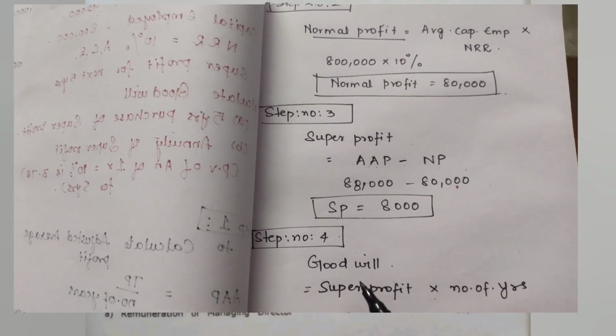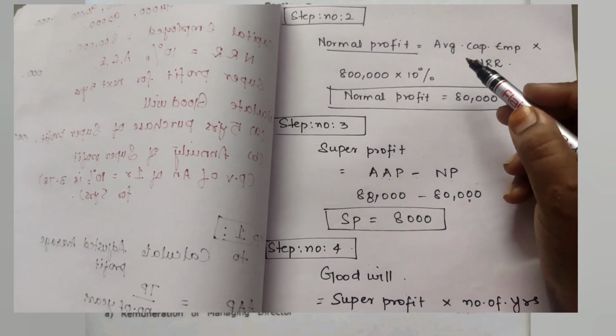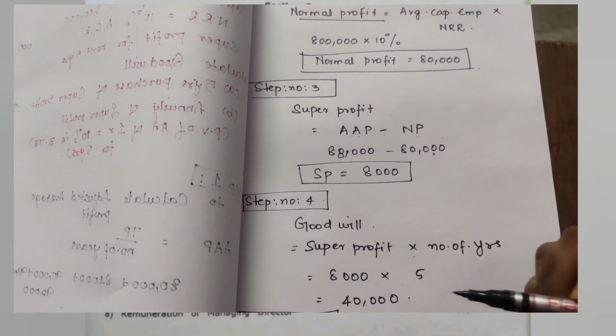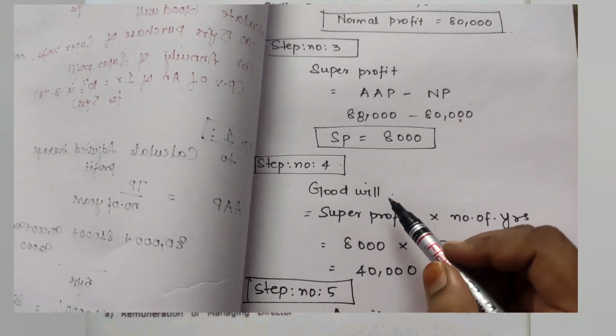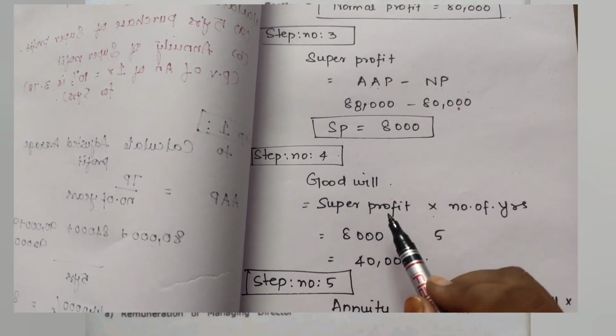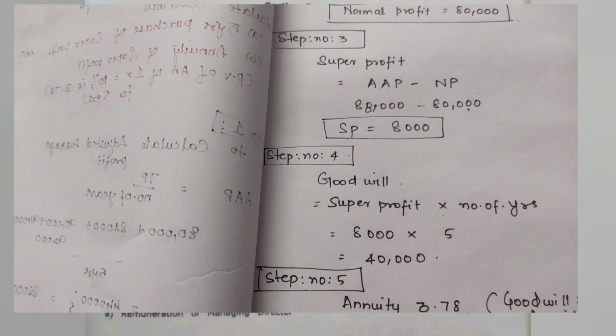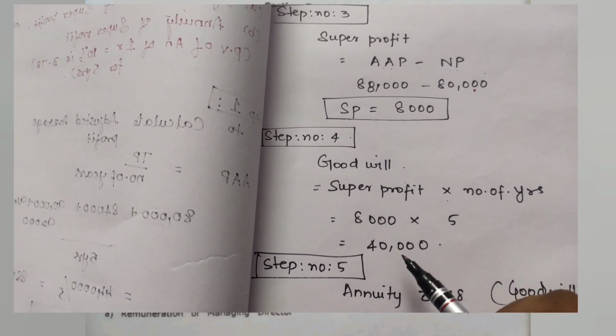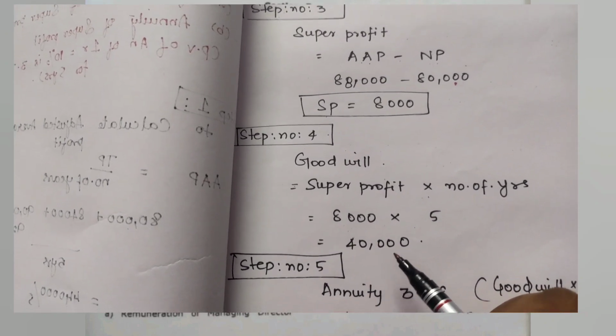Step number 4: after calculating AAP, NP and SP, now we need to calculate goodwill. What is the formula for calculating goodwill? Super profit into number of years. So super profit is 8,000, number of years is 5, then we get the answer goodwill, which is 40,000.